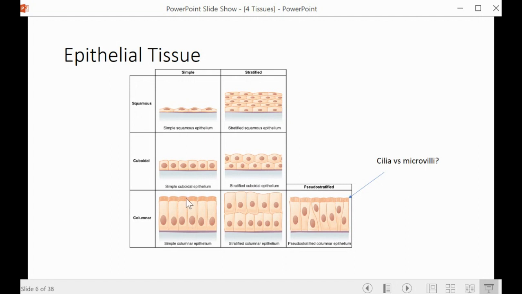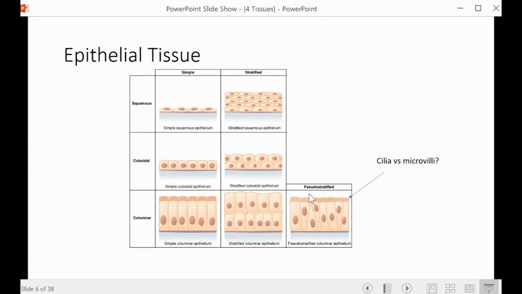Okay? These are columnar. I'm having a really hard time coming up with what kind of columnar pastry there may be. Let's go with an eclair. Okay, so these are eclairs standing up on their side. Okay, they are columnar, and we can line them up simply. Okay, so one layer, simple columnar. We can also stack them one on top of each other and build sort of an eclair cake. And when we do that, we get stratified columnar epithelium.